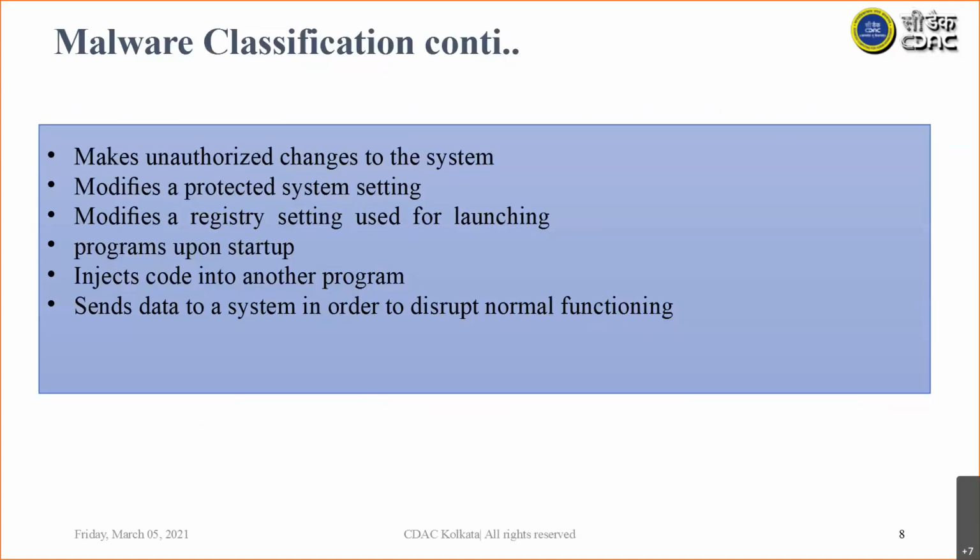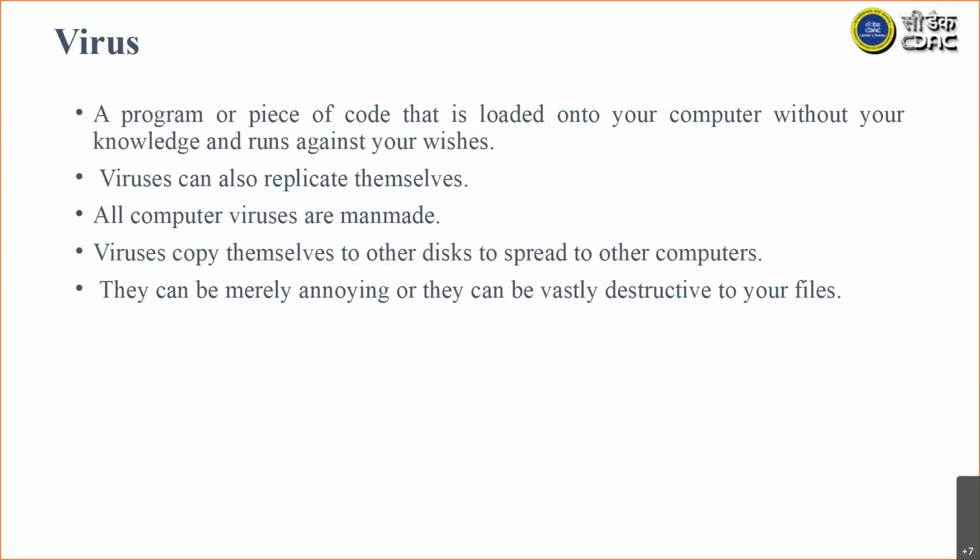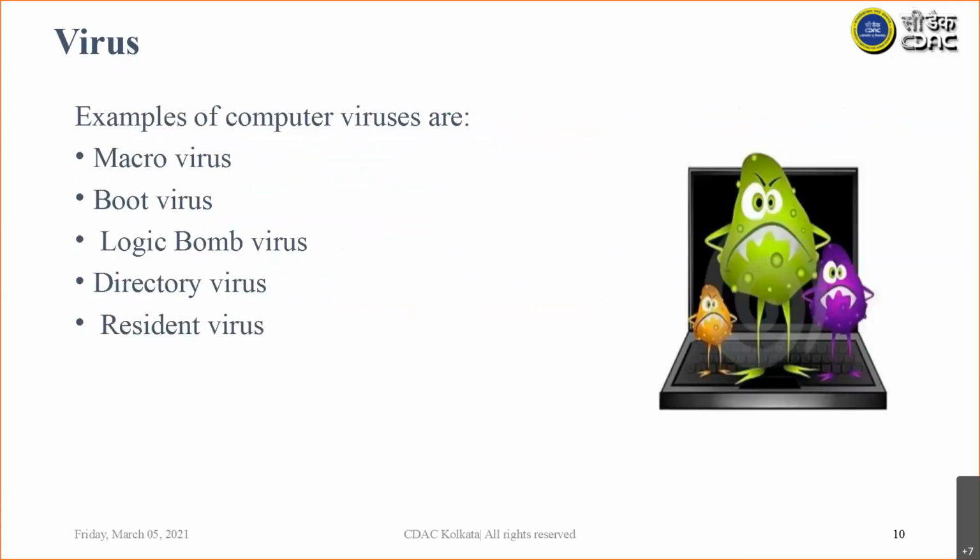So malware can be classified into different forms broadly. One is virus. What is a virus? It is a program or piece of code that is loaded on your computer without your knowledge and runs against your wishes. Virus can also replicate themselves. All computer viruses are man-made. Virus copy themselves to other disks to spread to other computers. Some examples of the virus are macro virus, boot virus, logic bomb virus, directory virus, resident virus, etc.